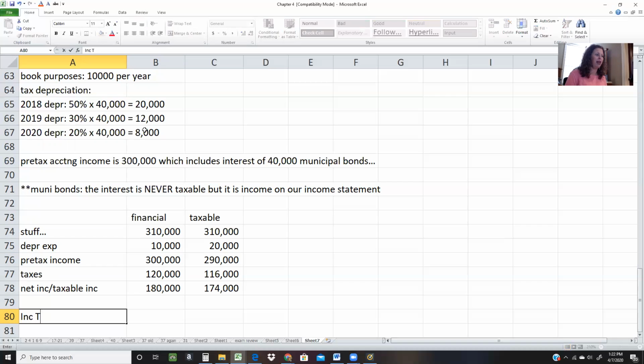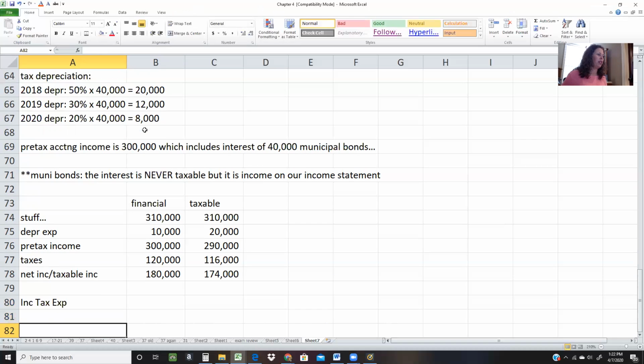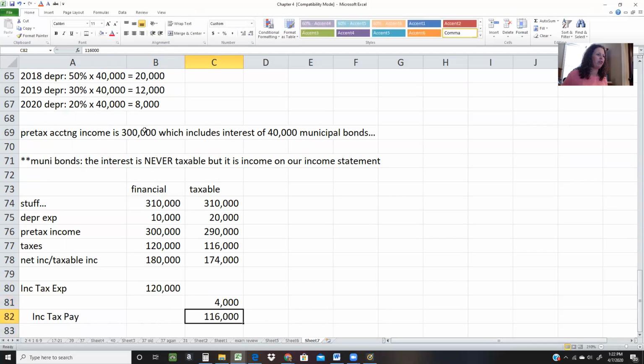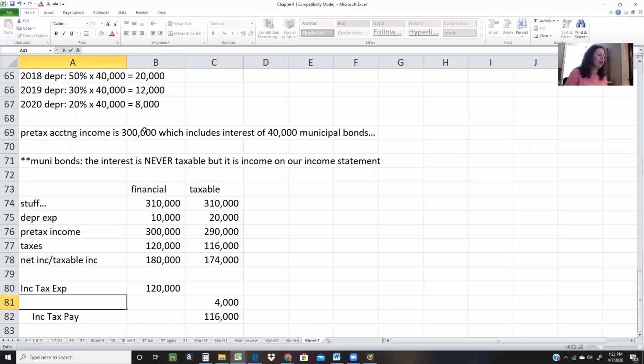I will debit income tax expense, skip a line, and I will credit income tax payable. So this would be 120, this would be 116. My difference of 4,000 would be a deferred tax liability. That's what I would do if I didn't know what to do with the muni interest.